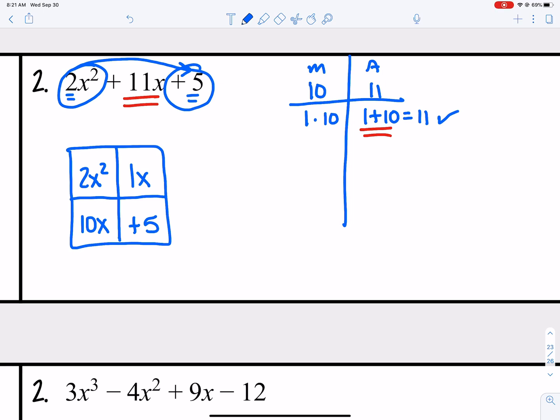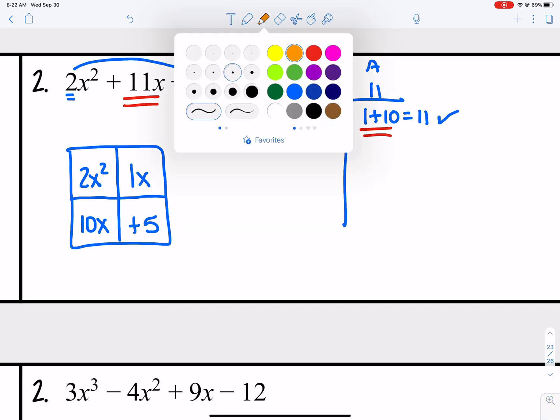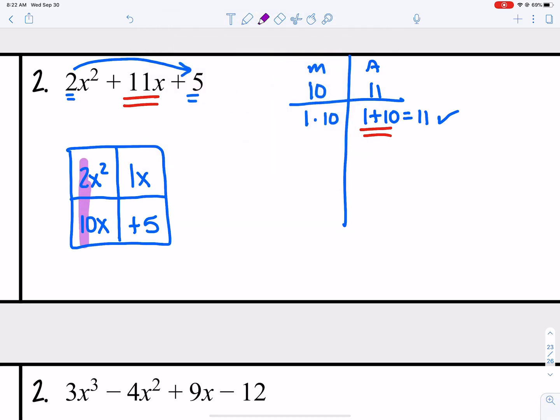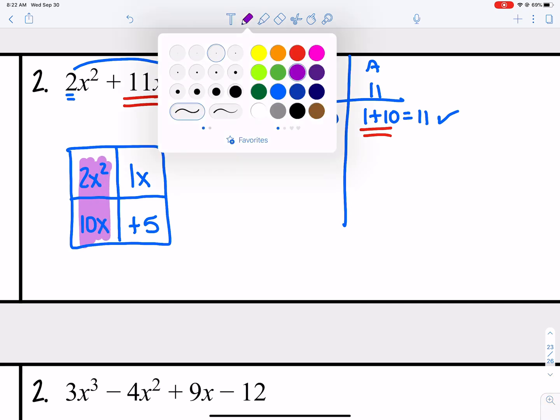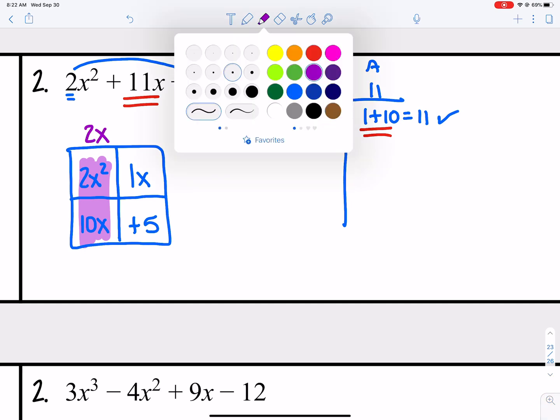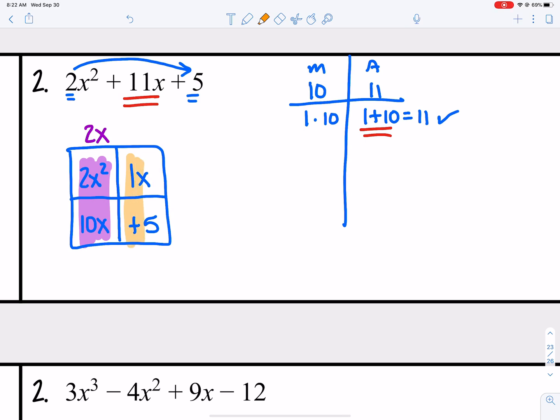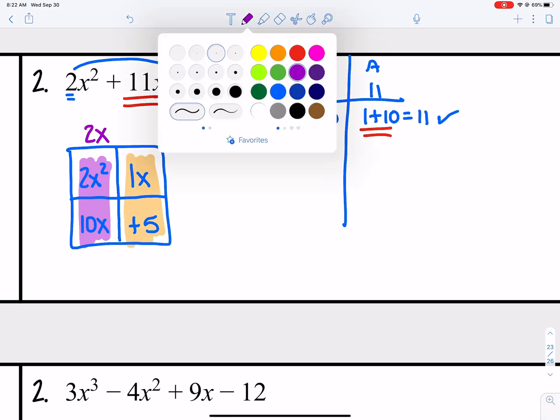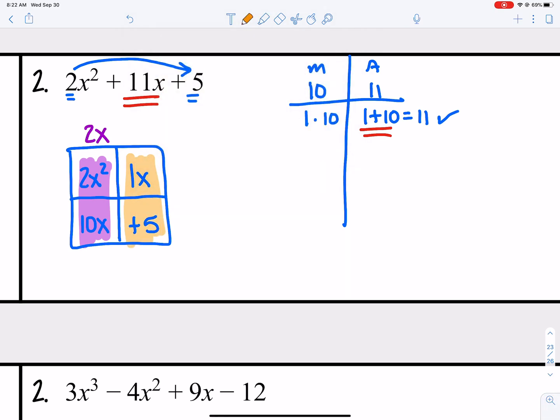And then to do factoring with the box method, you want to now take out the greatest common factor. I'm going to use some colors. So like in the greatest common factor of this first column, for example, would be 2x. And you want to write that at the top of the column. And then you have the greatest common factor of the second column. So you have 1x and 5. The only common factor you could take out there is a positive 1.